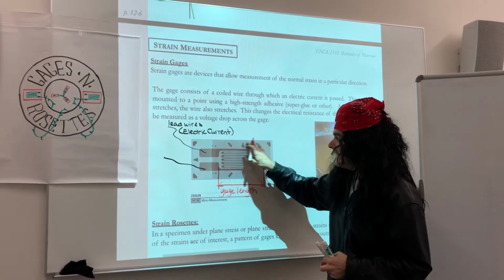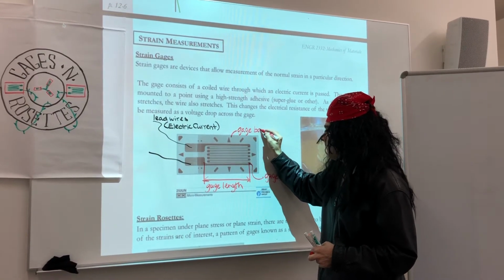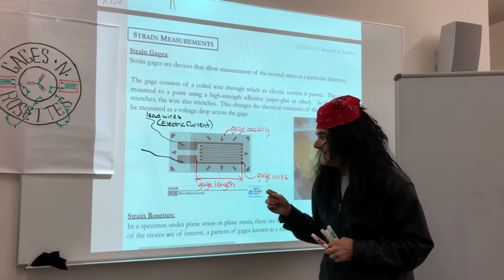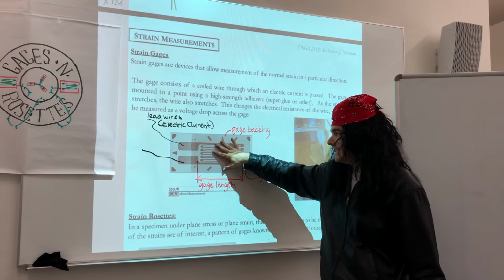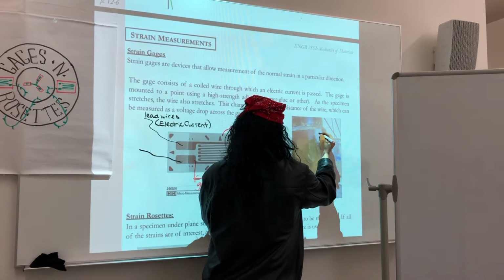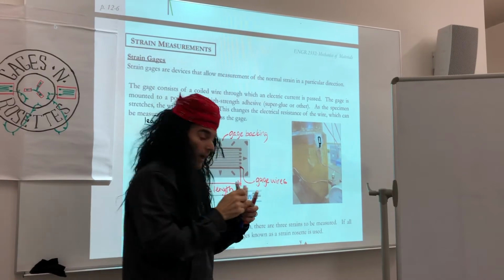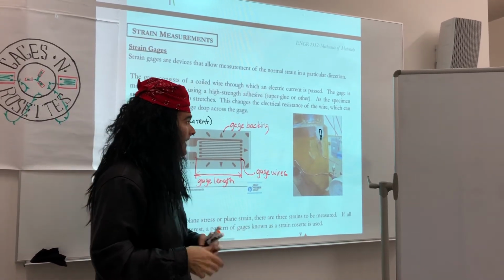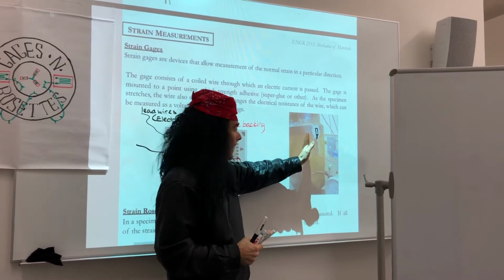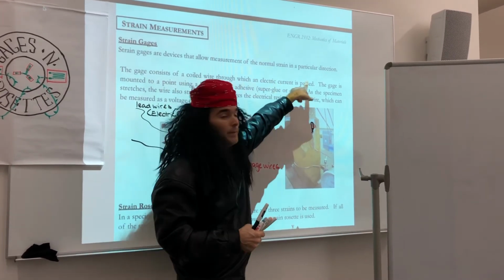We glue it down by attaching this back part. We call this the gauge backing. We glue that to the surface of the material in which we're looking to measure the strain. So we attach this gauge. You can see I've attached a gauge here on a particular steel casting. As part of my research, we were testing this connection, and I wanted to find the strain in my connection in the vertical direction.